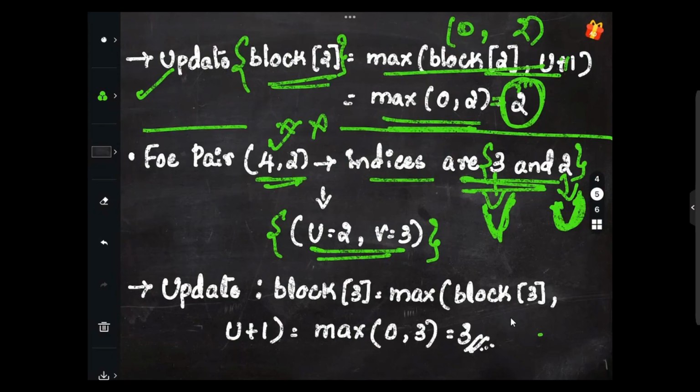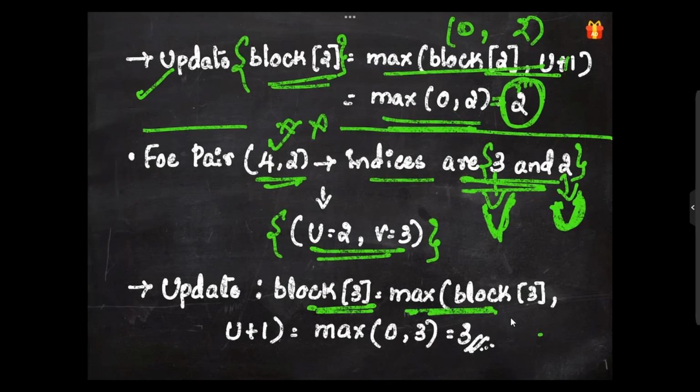So we will update block 3. This will be max of block 3 comma u plus 1. U we have 2 this time, right? Block of 3, block of 2 remains 0. Block of everything remains 0 itself. We don't have a value, so we'll be considering 0 itself. This will be 0 with u being 2, and 2 plus 1 is nothing but 3.